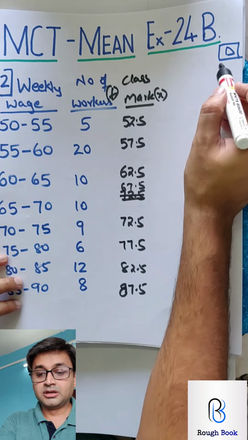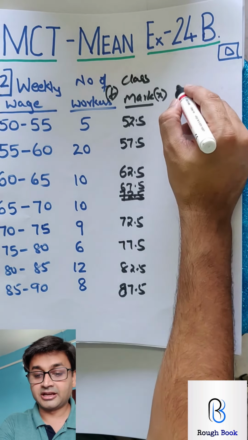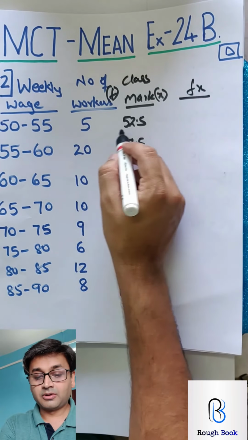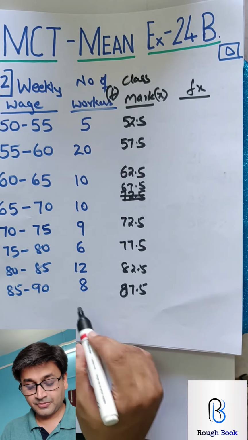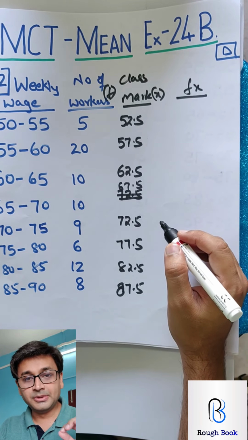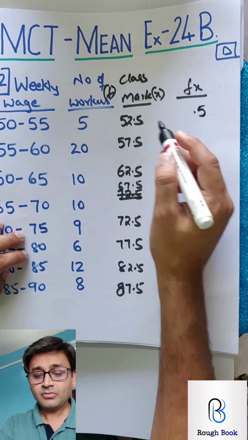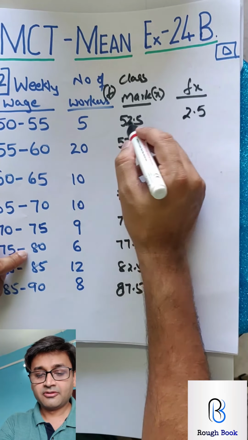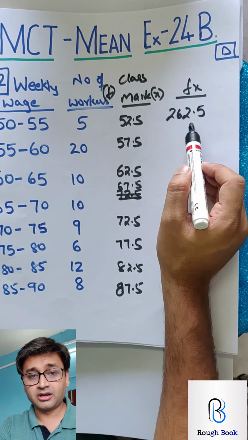Followed? Now this is the direct method, so a lot of calculations we will have to do. For the direct method we need fx, so multiply these two and get the total of everything. Then summation fx divided by summation f will give you the value of your mean. Okay, so let's calculate. 5 5s are 25, 5 2s are 10, 11, 12, 25 and 1 is 26, so 262.5.